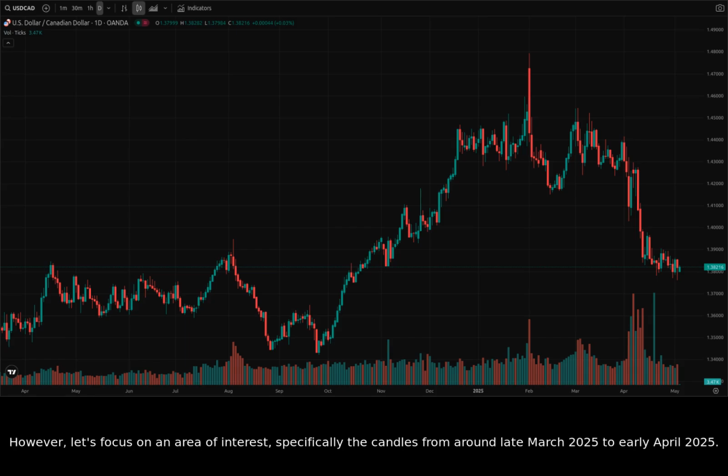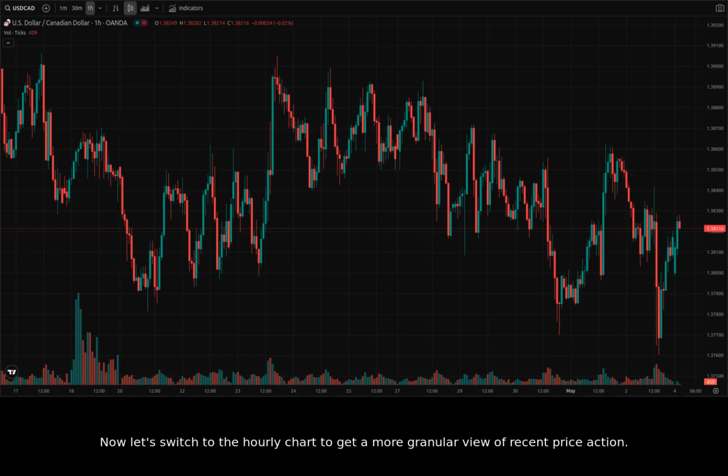However, let's focus on an area of interest, specifically the candles from around late March 2025 to early April 2025. This area shows a sharp decline followed by recovery, indicating a potential support level around 1.40. Now let's switch to the hourly chart to get a more granular view of recent price action. On the hourly chart, we can observe short-term trends and potential entry points for trades.